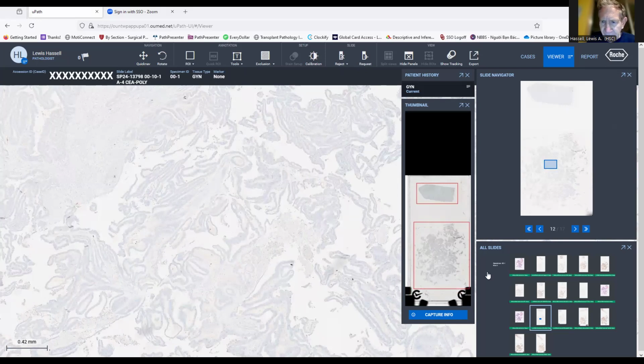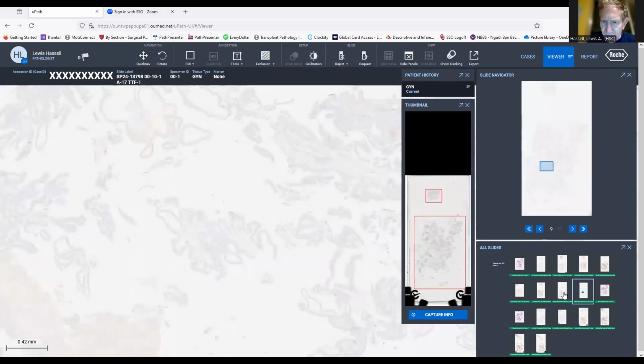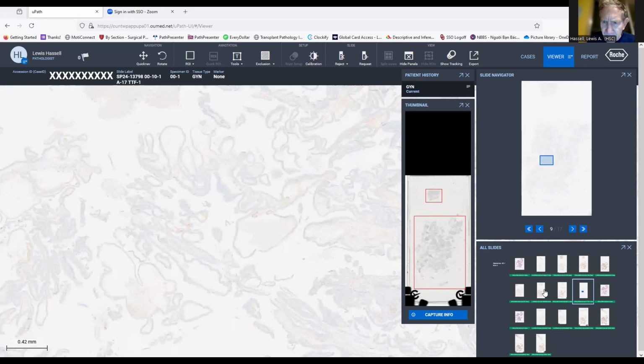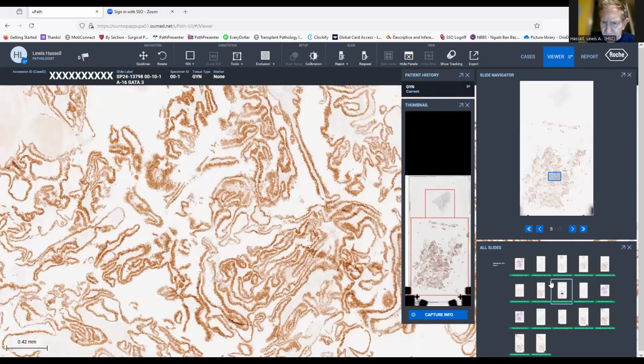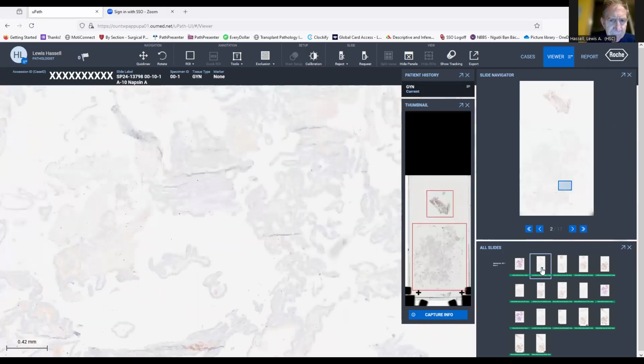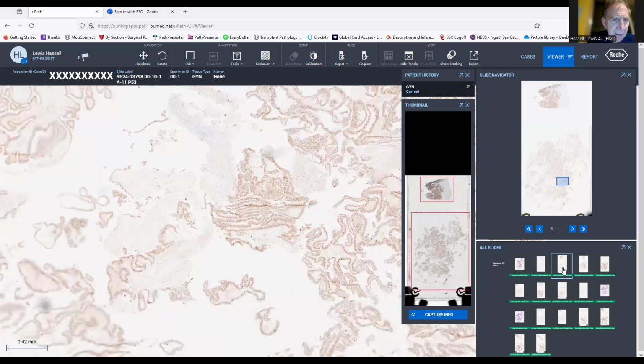So let's look at the P16 here. Excuse me. No, that's not the P16. That's Synaptophysin A.